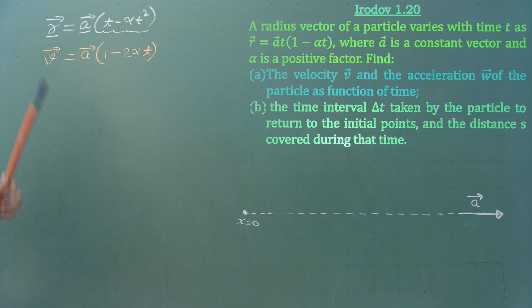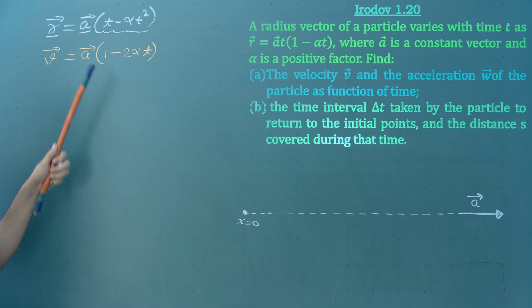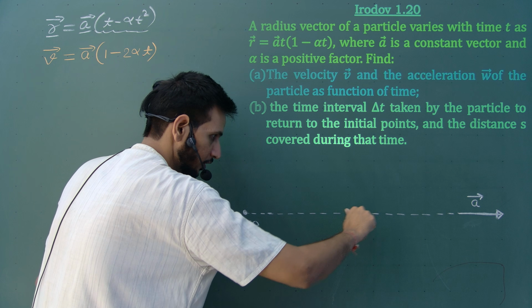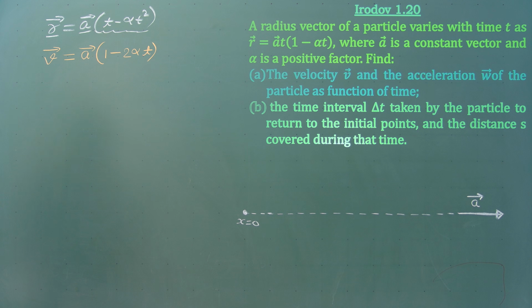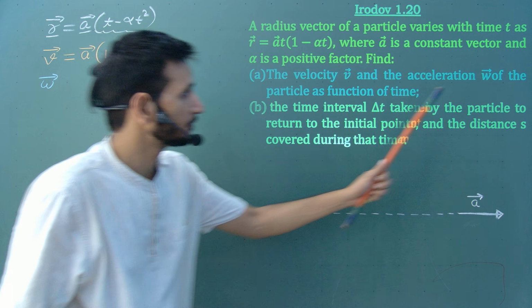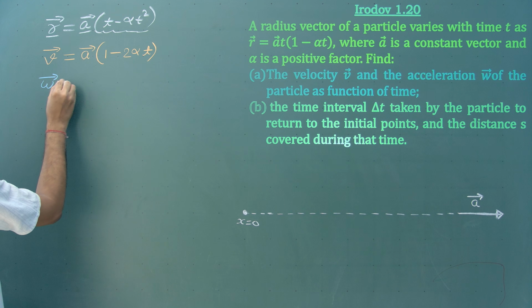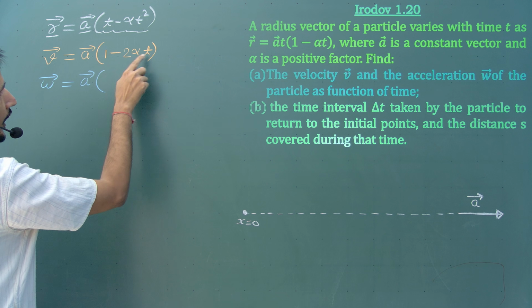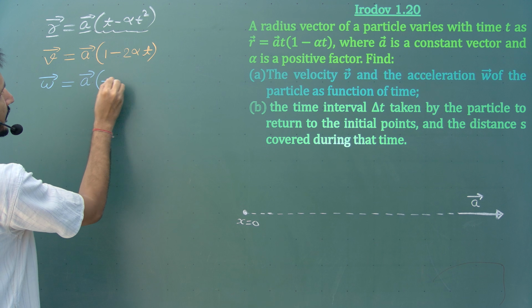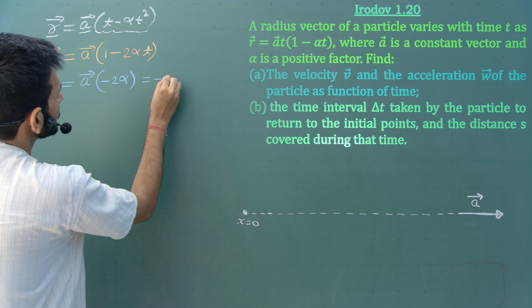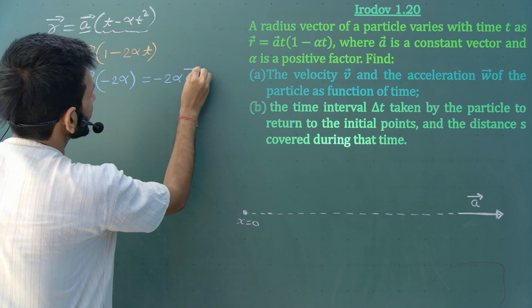The direction of velocity is also either in the direction of vector a or in the opposite direction of vector a. So, velocity is also either along this line or in the opposite direction. Now, if you further differentiate this velocity, it will become acceleration. In the question, acceleration is represented by symbol w. So, w vector equal to, this is a constant, vector a. The differentiation of this is 0 and differentiation of t is 1. So, it is minus 2 alpha. So, we can write it as minus 2 alpha into vector a.